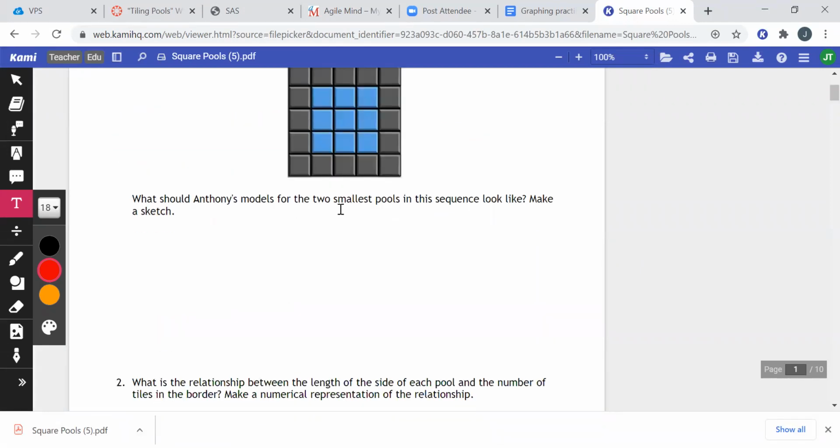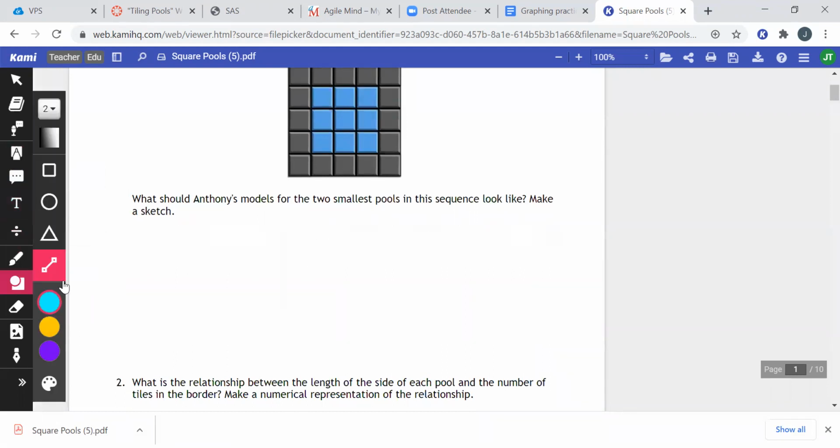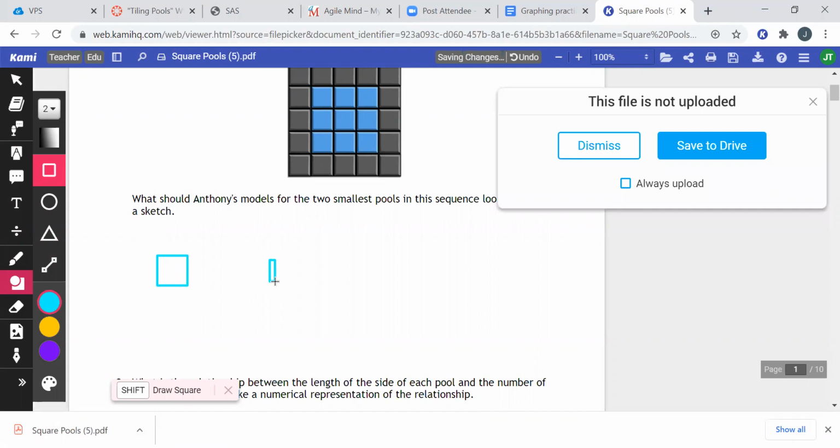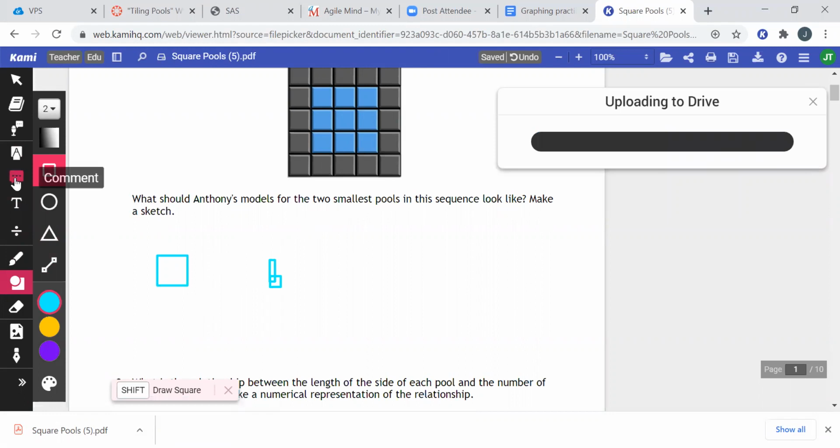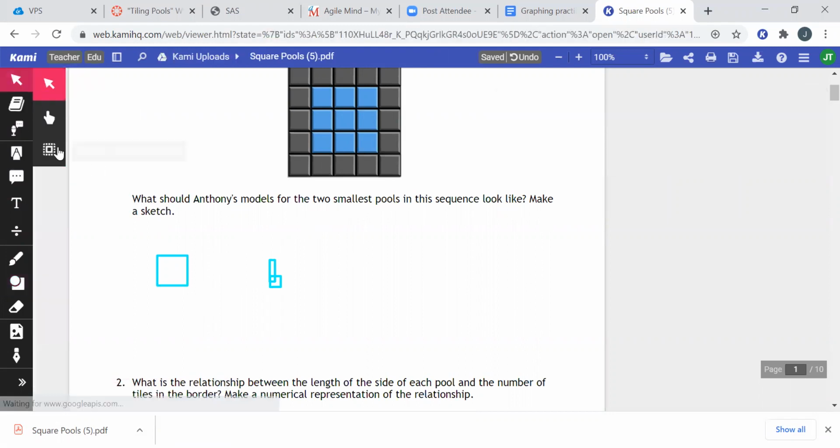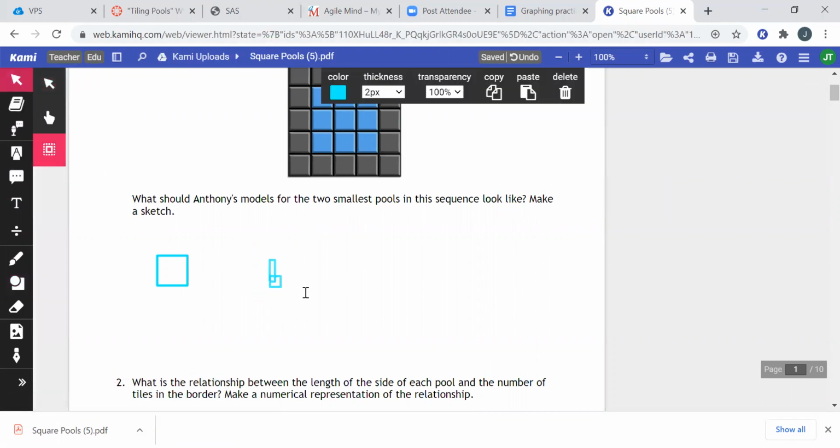So we noticed that the two smaller pools were, I'm going to use squares, a 1x1 square pool, and what just happened there? File is not uploaded. Dismiss this, always upload. Save to drive, that'll work. Okay. Let me get rid of this.